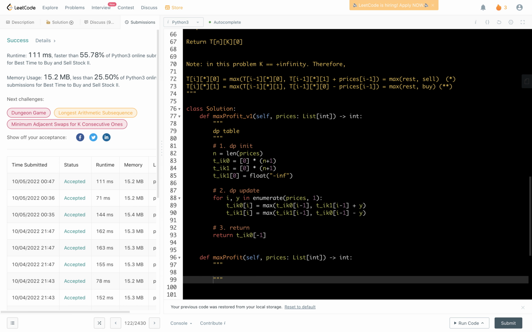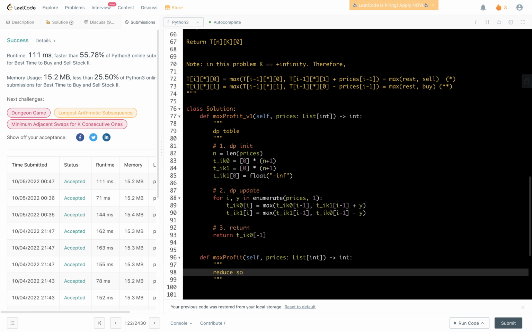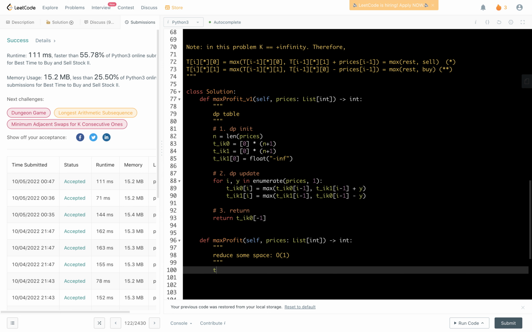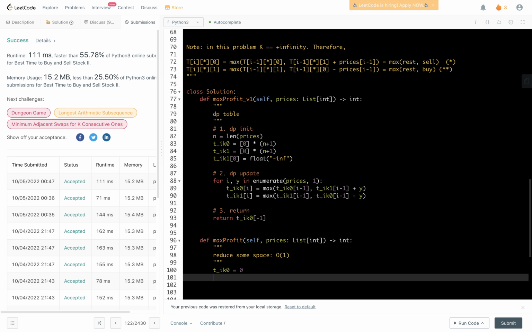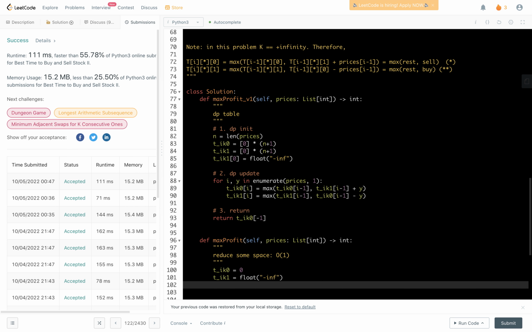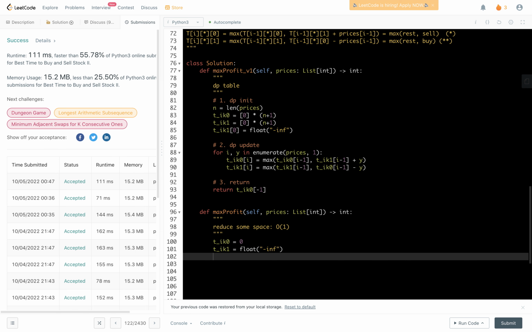For now, we just need to track the state of these two variables. This is actually very routine. So here we reduce some space, to be reduce space to be O(1), I would say. Let's first do some initialization. First, we're going to have ti k 0. If we do not have stock, here we set it to be 0, and then ti k 1. Initially we set it to be negative infinity, because we haven't looked at stock yet, but we do have a stock state, so we can think we bought a very expensive stock.